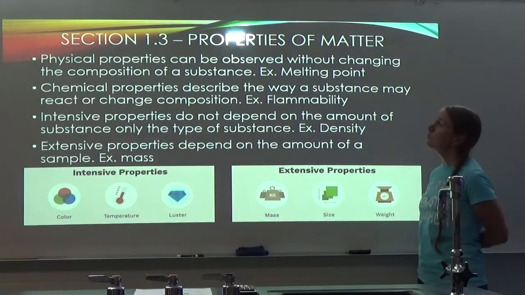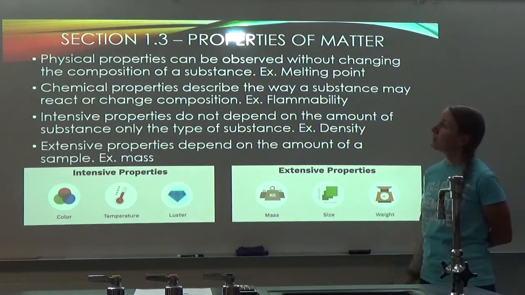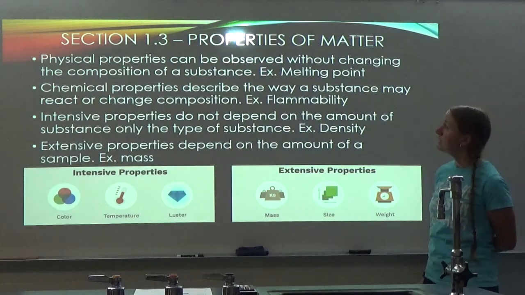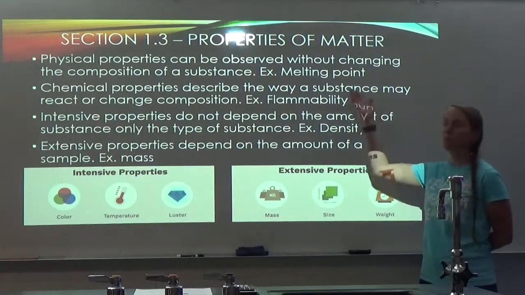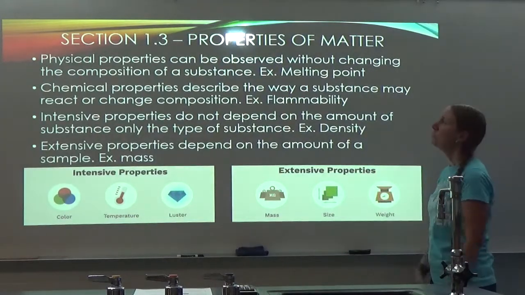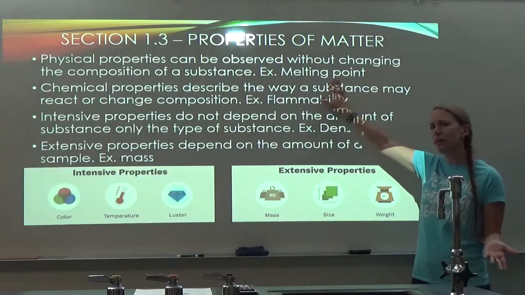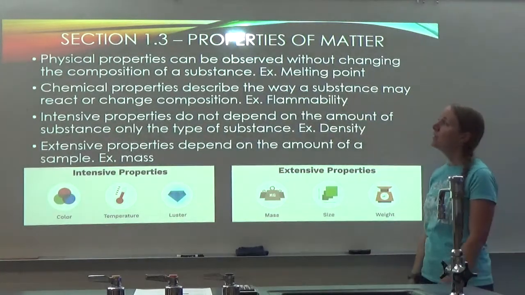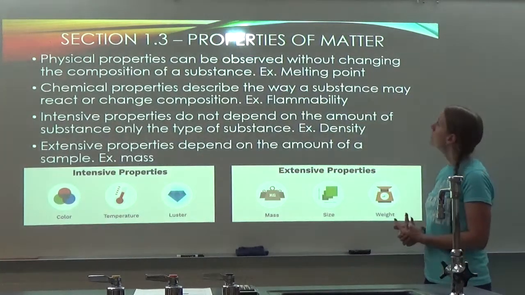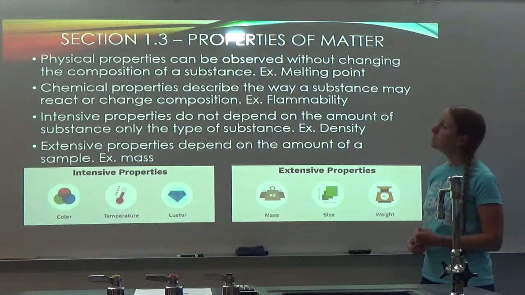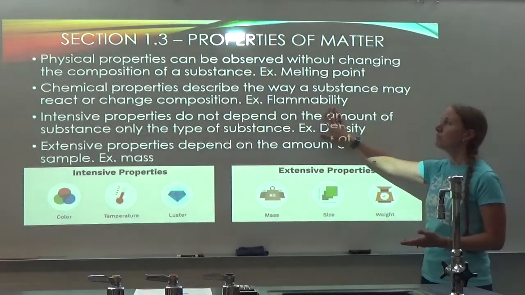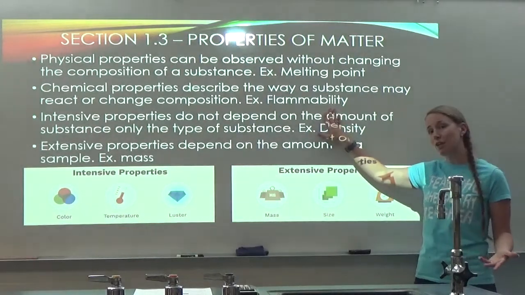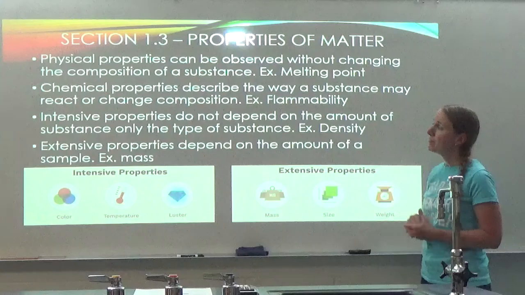All right, so section 1.3, physical properties of matter. Physical properties can be observed without changing the composition of a substance. For example, melting point. I can melt something and I'm not turning it into something else. Remember, a phase change is not turning it into a different composition. Chemical properties describe a way a substance may react or change composition. For example, flammability. So if I wanted to determine if something was flammable or not, I would actually need to set it on fire, which would change the composition.